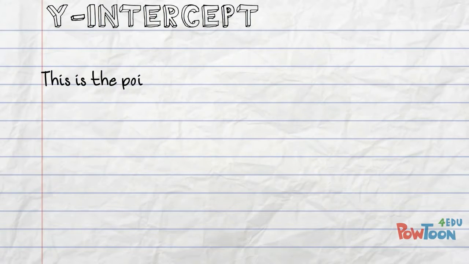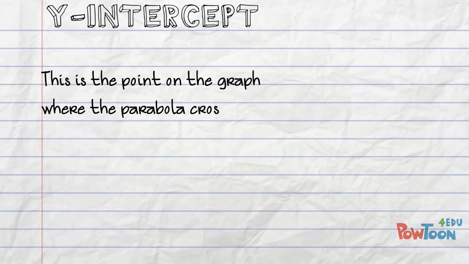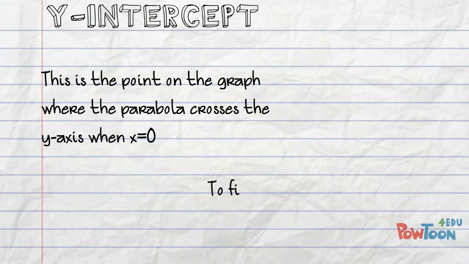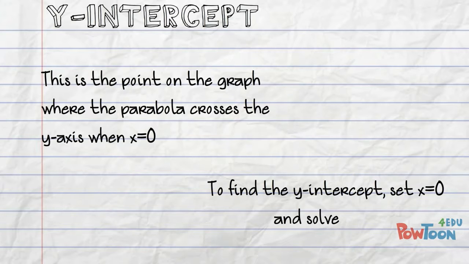The y-intercept is the point on the graph where the parabola crosses the y-axis when x equals 0. To find the y-intercept, set x equals 0 and solve for y.